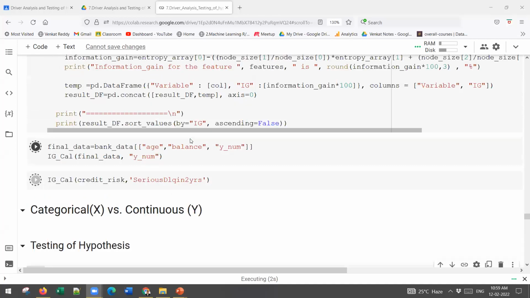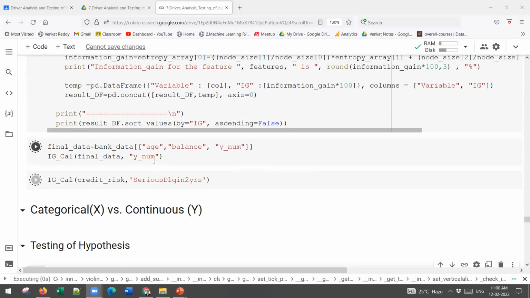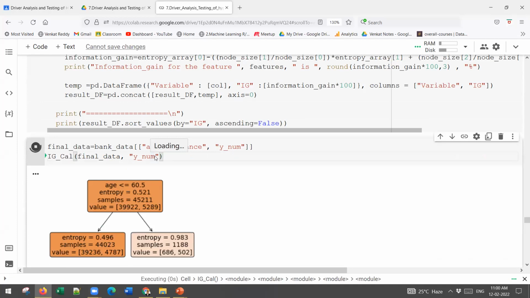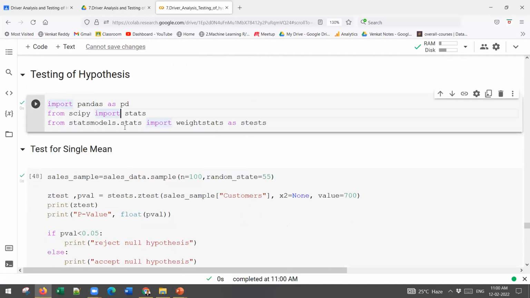Yes. Can you see my screen? For me, it is executing information gain. Done. Come to this testing of hypothesis.